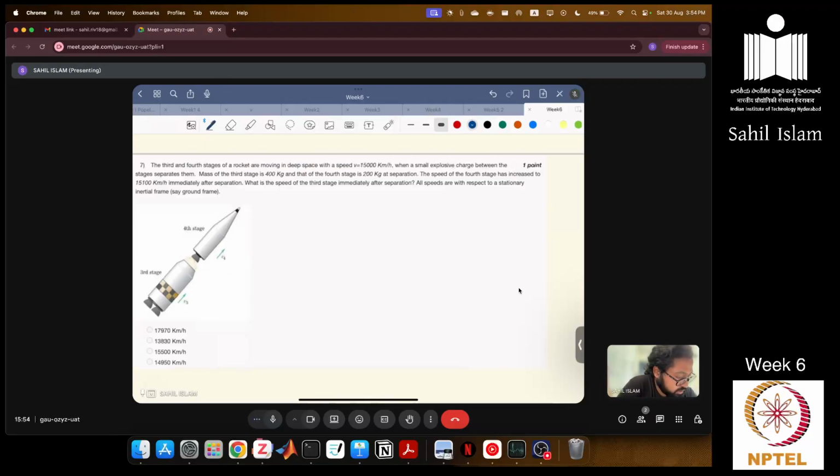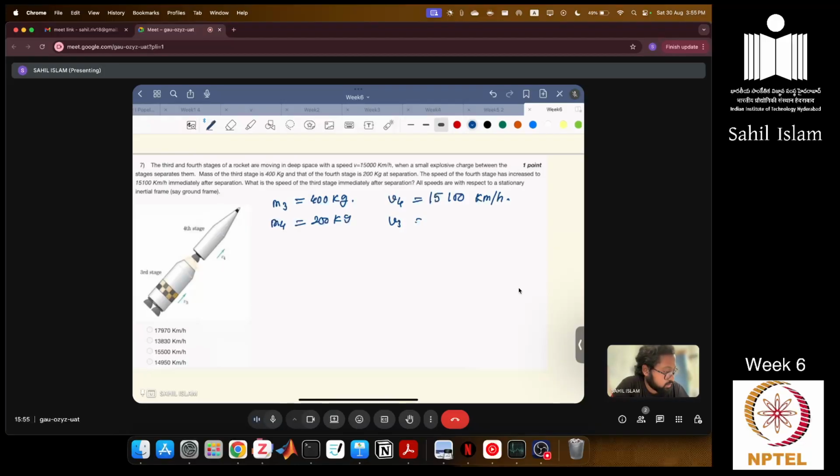Mass of the third stage is 400 kg, and that of the fourth stage is 200 kg. So this is the fourth stage and this is the third stage. At separation, the speed of the fourth stage has increased to 15,100 kilometer per hour. Immediately after separation, what is the speed of the third stage?